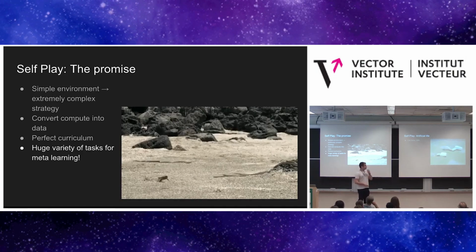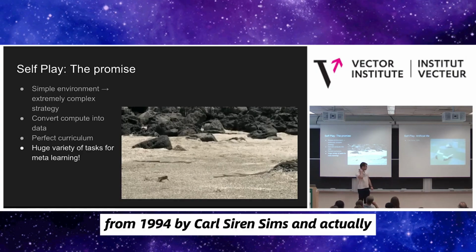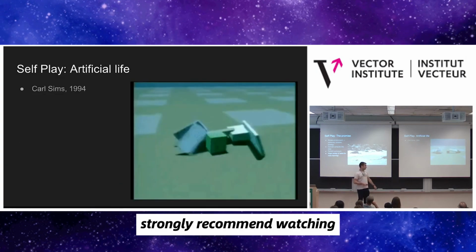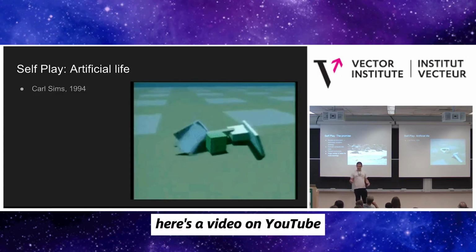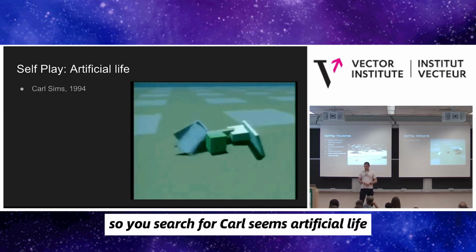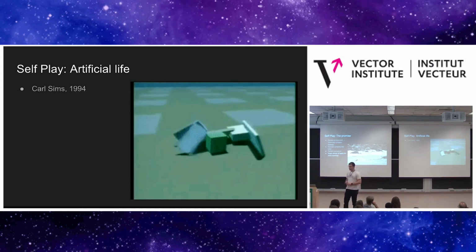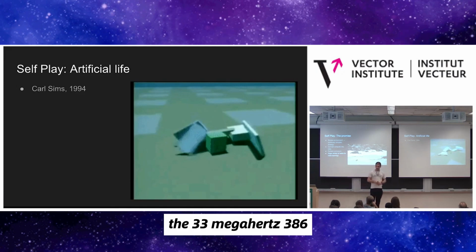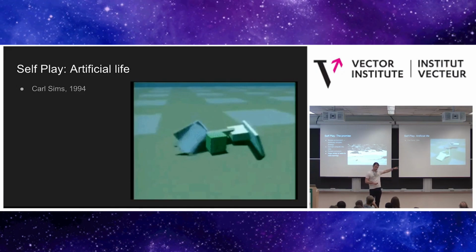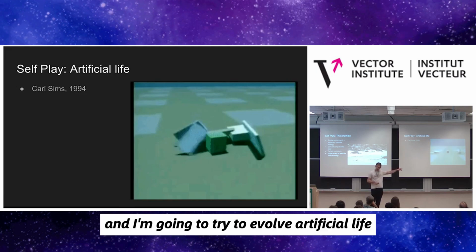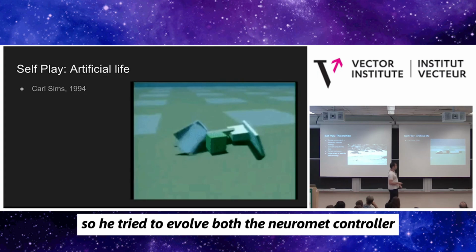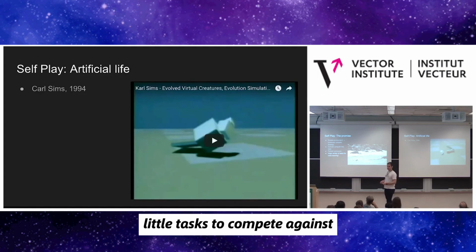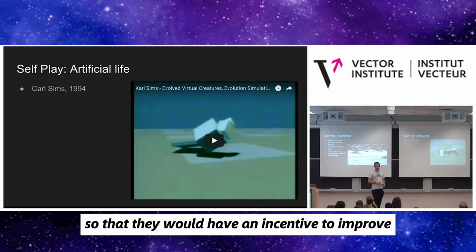And so I just want to highlight one result from 1994 by Carl Sims. And I actually strongly recommend watching, he has a video on YouTube. So just search for Carl Sims Artificial Life, where he has basically tried to do that. He said, okay, I'm going to take the best computers of 1994, this 33 megahertz, 386, and I'm going to try to evolve artificial life. So he tried to evolve both the neural net controller and the morphology. And he gave them all kinds of little tasks to compete against so that they would have an incentive to improve.